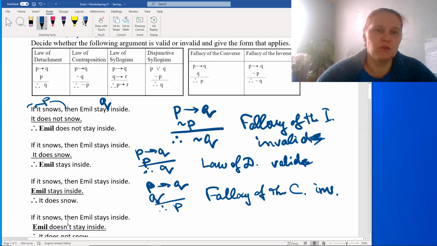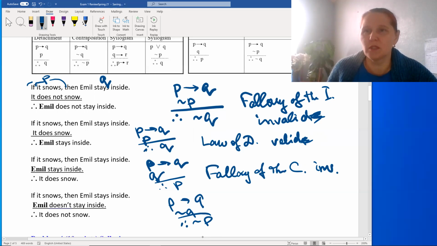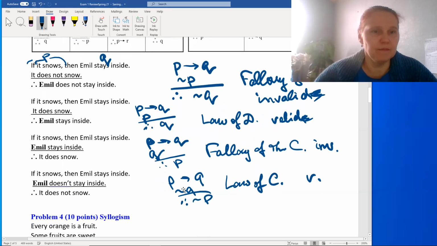Okay, and the last one, so you have one of such variations. If it snows, then Emily stays inside. So if P, then Q. Emily doesn't stay inside, not Q. Therefore it doesn't snow, not P. So this is important, to give it a correct symbolic form. If P then Q, not Q, therefore not P. This is the law of contraposition, and this is valid.